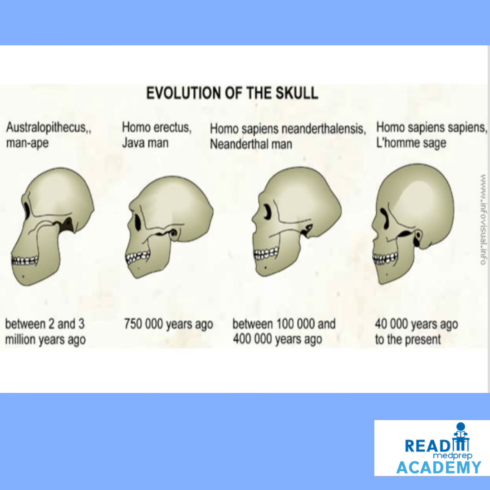750,000 years ago. Homo sapiens neanderthalensis or Neanderthal man between 1 lakh and 4 lakh years ago. Homo sapiens, the modern human, about 40,000 years ago to the present. You can see the changes in the skull where there is increase in the size of the brain capacity, the orbital ridges, the mandible, the projection of the face, etc.